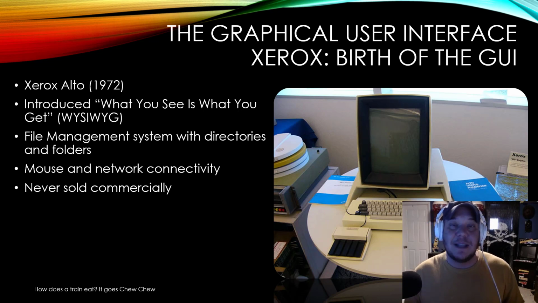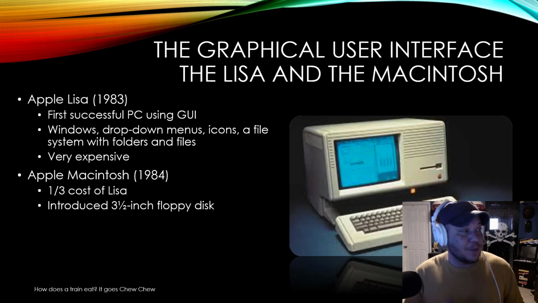And so they sold it to Steve Jobs for nothing. And he put it on the Apple computer, which gave him a huge market share and allowed him to build out the Apple companies. In fact, he put it onto this particular computer, the Apple Lisa, in 1983. When Steve Jobs introduced the Lisa, it was the first successful PC brought to market to use a GUI. It incorporated the user interface similar to the Alto, included features such as the windows, drop-down menus, icons, file systems with folders, and a mouse.